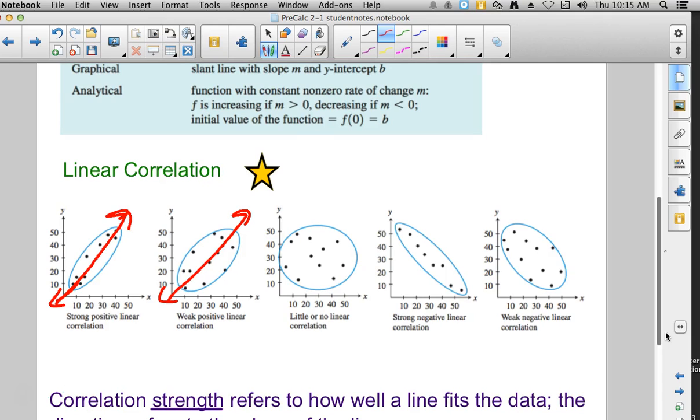I mean, where do you do it? The points are all over the place. So we definitely would not try to use linear correlation with that one. We would say it has little or no linear correlation. Strong negative, because definitely we could use a line to represent what's taking place with those points. But over here, weakening a little bit. We still can see that there's that pattern of negative, but the points are just kind of scattered all over.